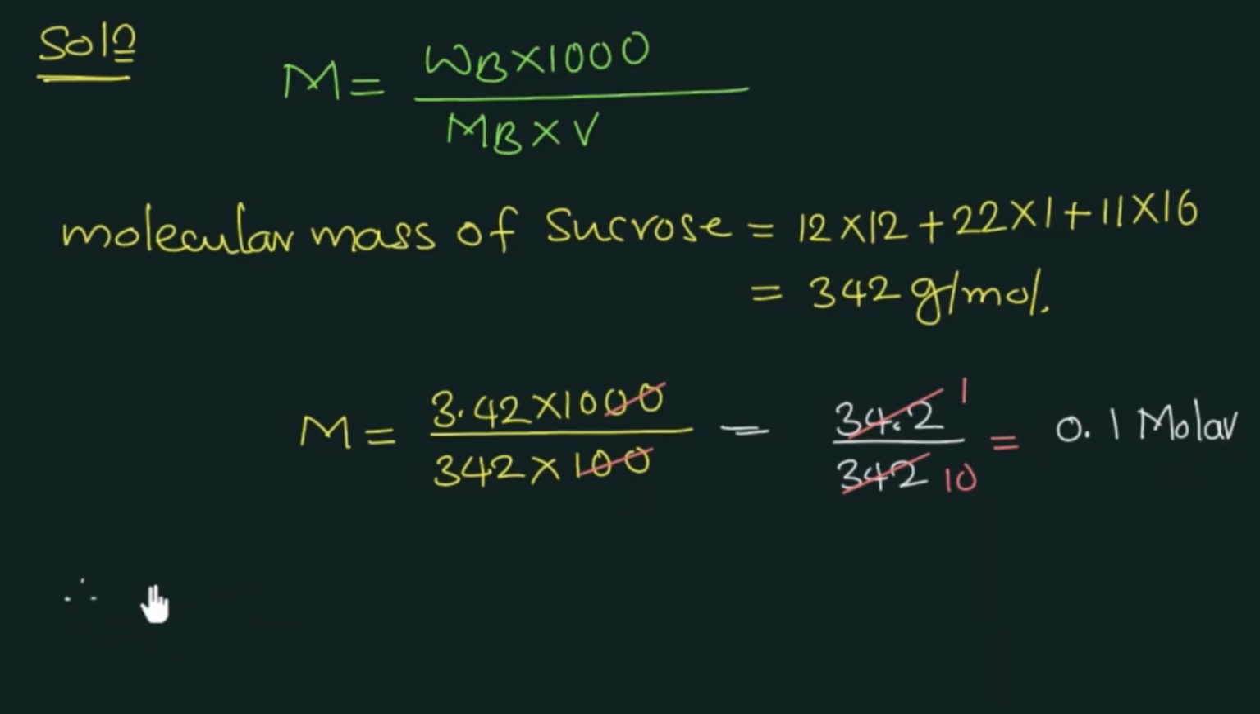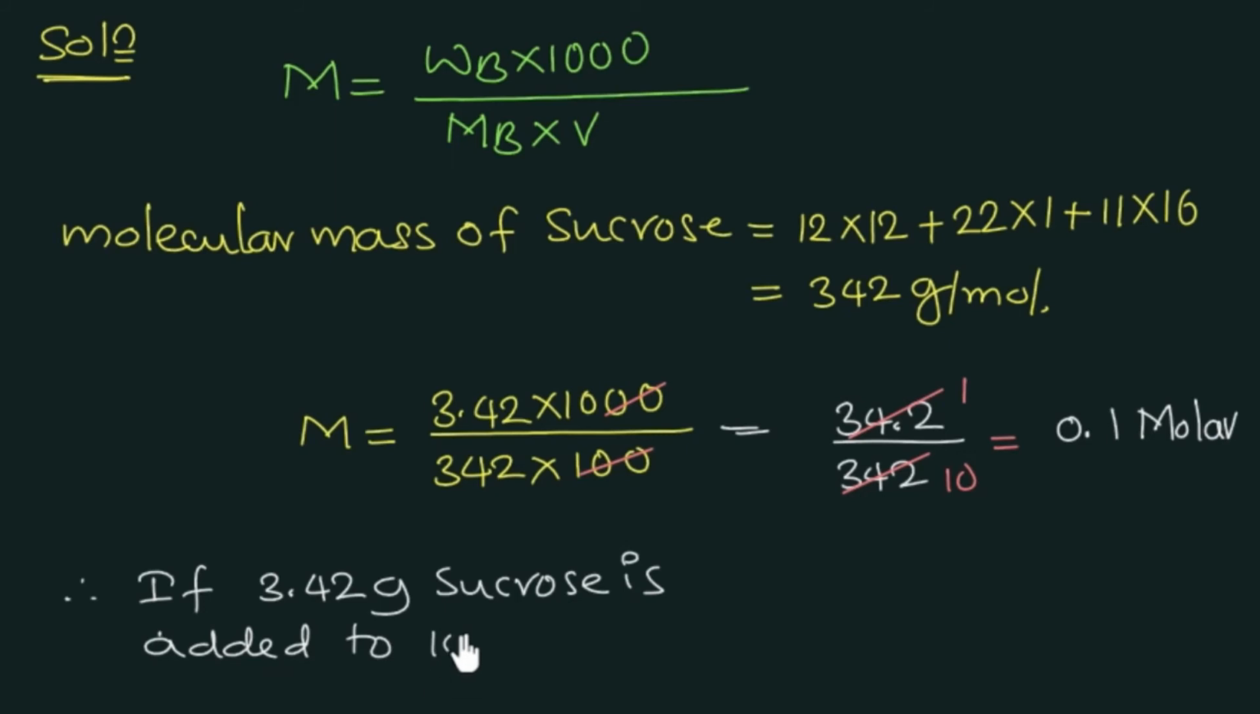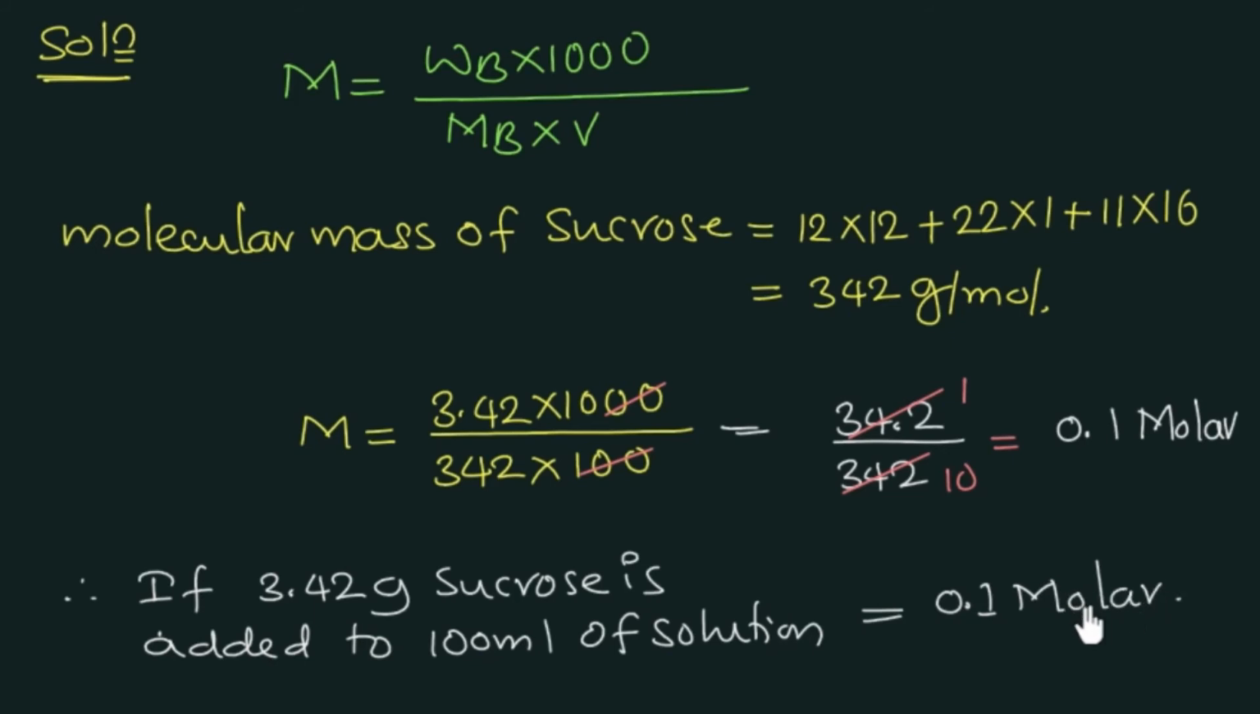Okay, so if 3.42 gram sucrose is added to 100 ml of solution, then it forms a concentration of 0.1 molar. 0.1 molar is the answer for it. Okay, so hope you understood this part.